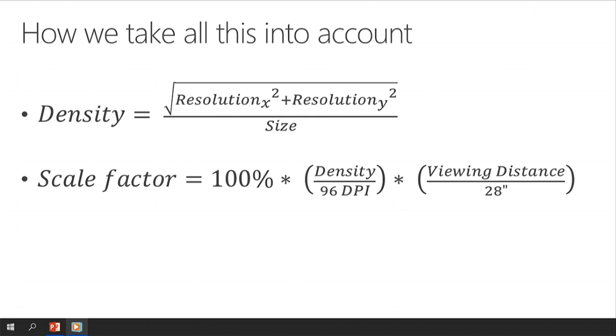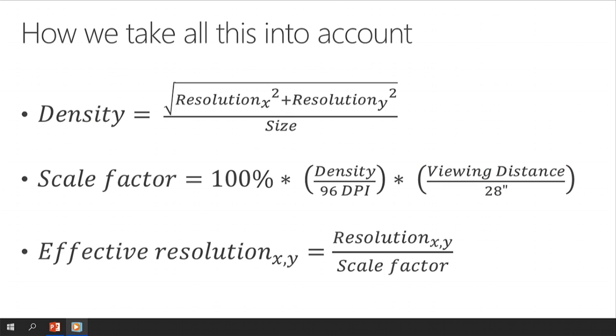Even the Surface Hub with the 50 dots per inch, because it's being seen at such a large viewing distance, ends up having a 200% scale factor. So you can see we factored the density and the viewing distance in, and then we can go to the effective resolution, which is just the screen resolution in x and y scaled down by the scale factor. So once again, the screen geometry comes in and then the scale factor from the previous calculation.